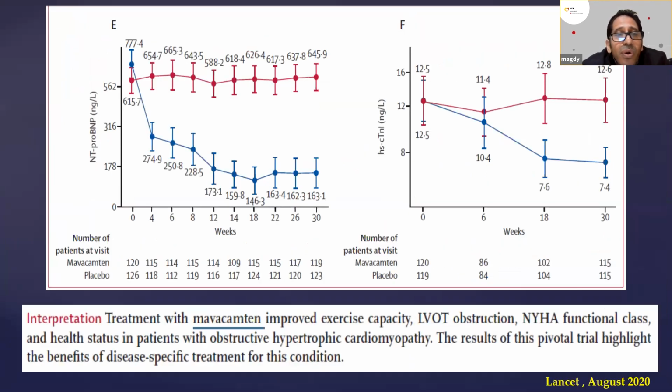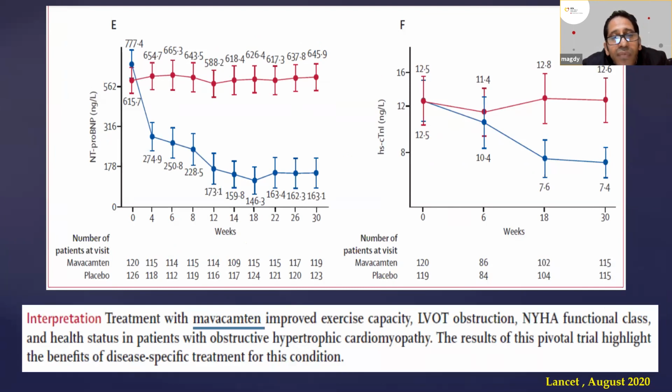And if you look at the biomarkers, they decreased significantly with mavacamten, starting from 700s up to 163 picograms per milliliter, compared with patients who were given placebo, 64.5 picograms per milliliter. And the high-sensitivity troponin, the same, decreased significantly.